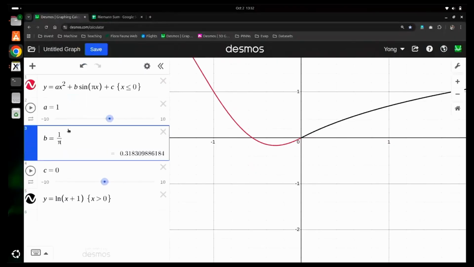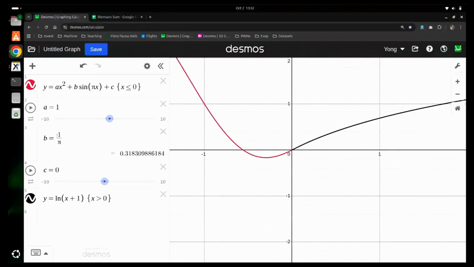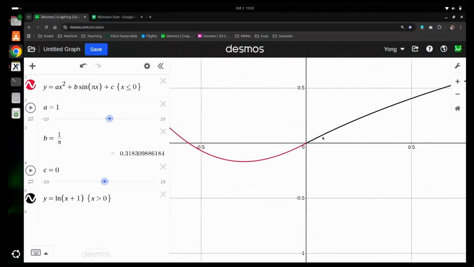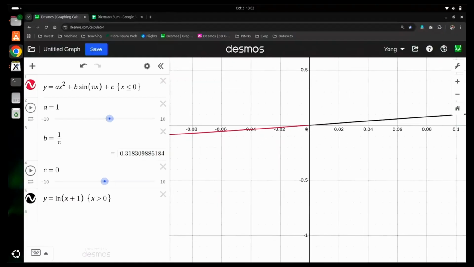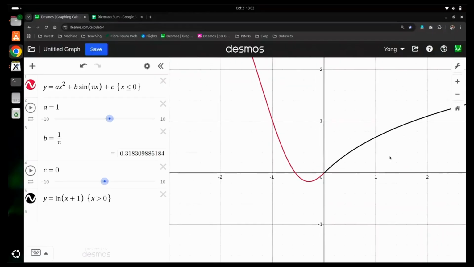So you can see, once you have 1 over pi in b, if you zoom in here, you can see that it becomes collinear. If you zoom towards this part, you'll see that this is smooth. Can you see? It's collinear. It forms a straight line.